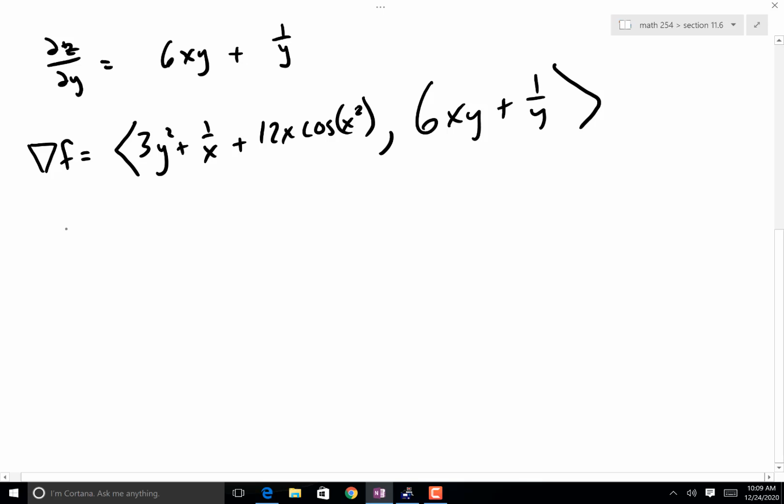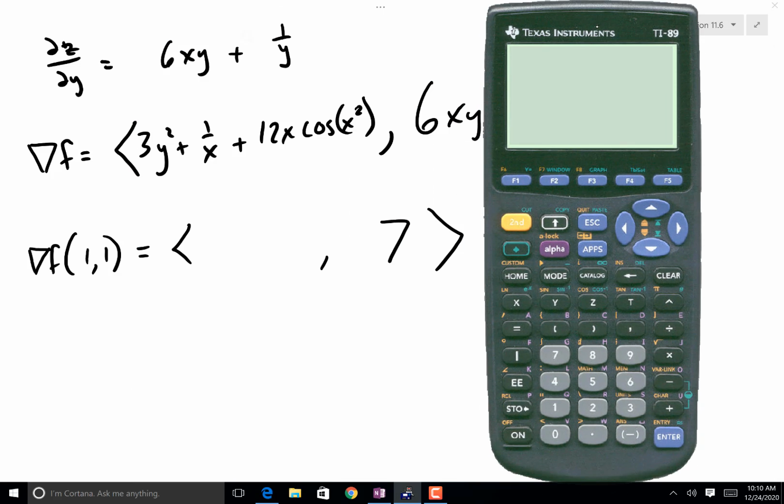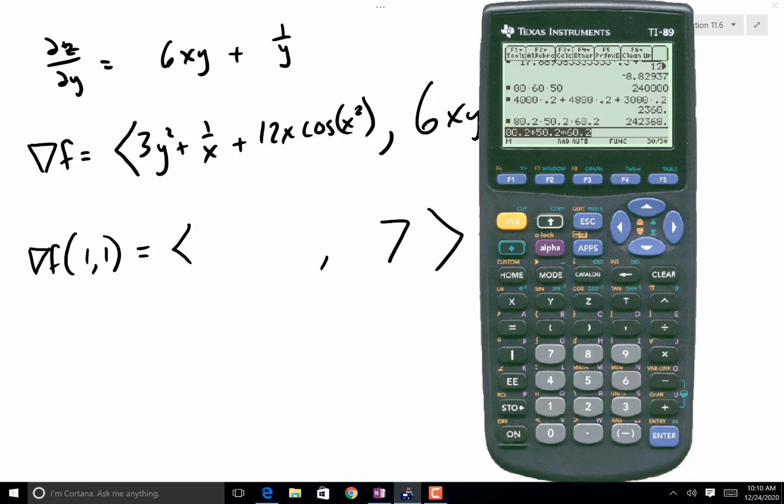So when we look at this, we're like, well, let's take a point. Let's see what happens at 1, 1, because I'm lazy. Okay, sure. Well, if you plug 1, 1 in, I'll do the hard part. 6 plus 1 is 7. Now, in this point here, it's going to be 3 plus 1 is 4. 12 times, I don't know what that is. I'm going to have to get a calculator out. So 4 plus 12 times the cosine of 1. 10.48.